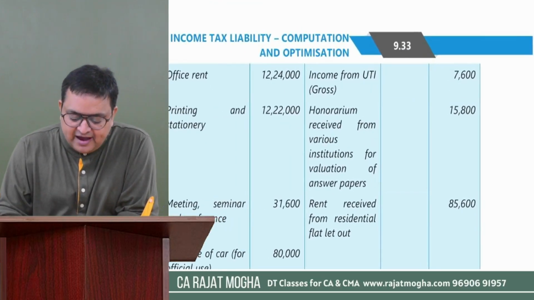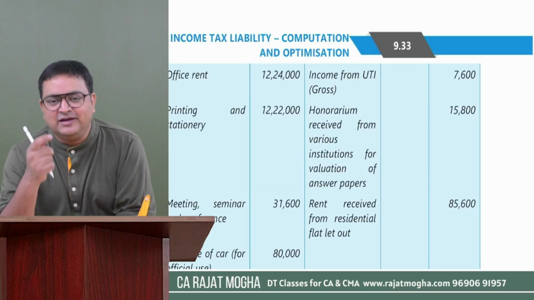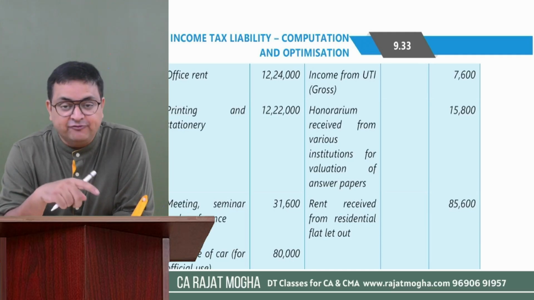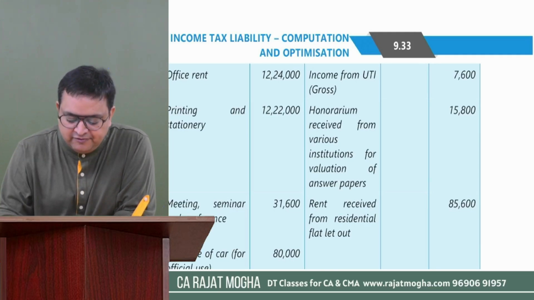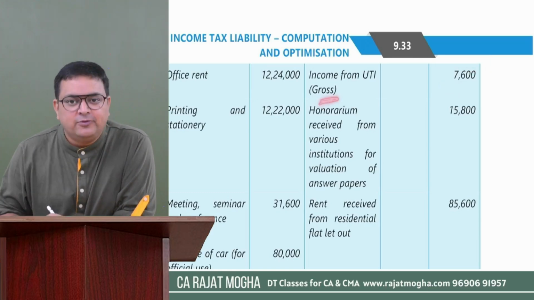Okay. Then we have income from UTI. Again, we had income from UTI in the last question also. So you understand that this is our IFOS income. This is not PGBP, so we will take it away from here while computing PGBP. And here also it is a gross amount.